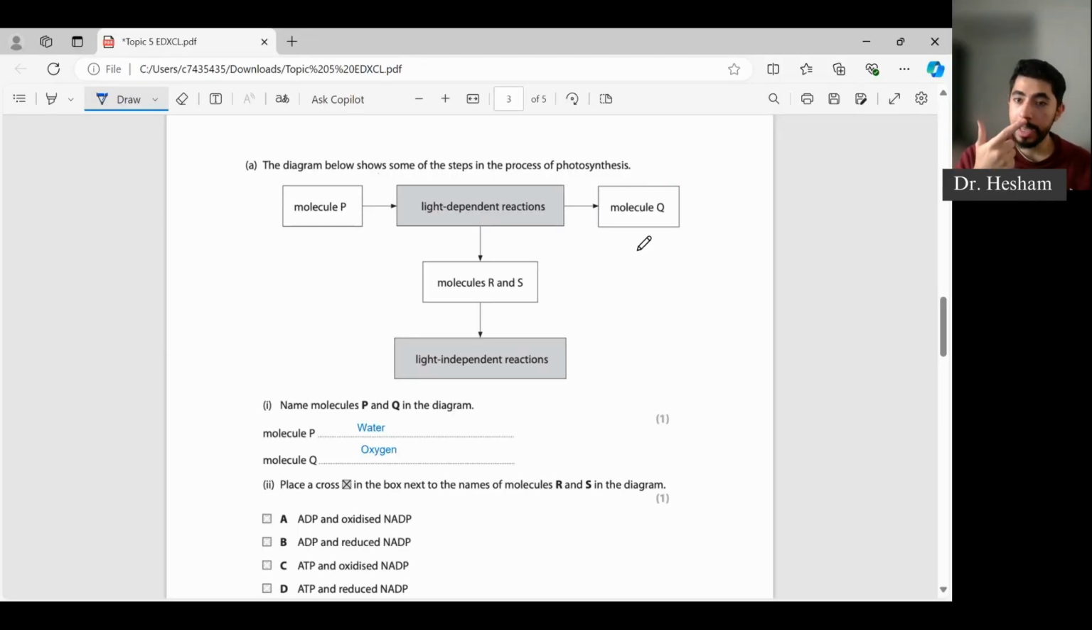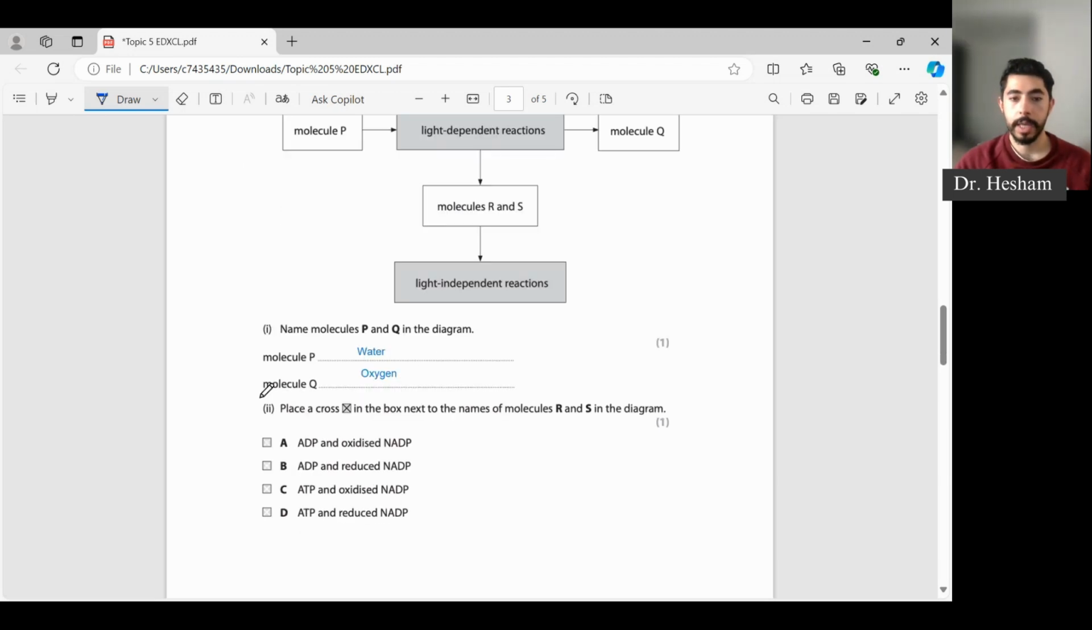ATP and reduced NADP both go to the light-independent reaction. Therefore, molecule Q has to be oxygen because it's released and it's not used in the light-independent reaction. Fairly straightforward. And the next question is asking you to name molecules R and S. So what could molecules R and S be?